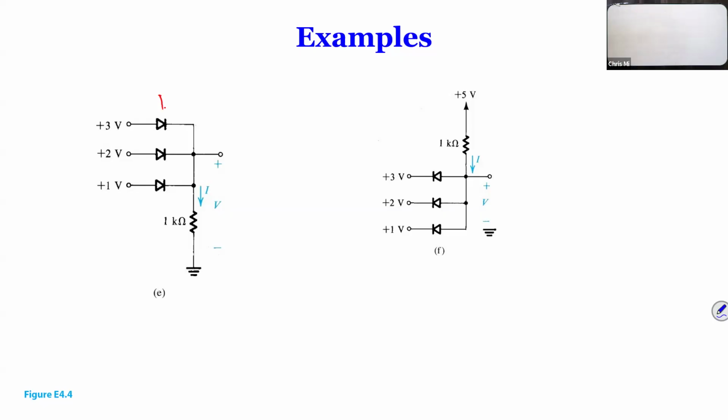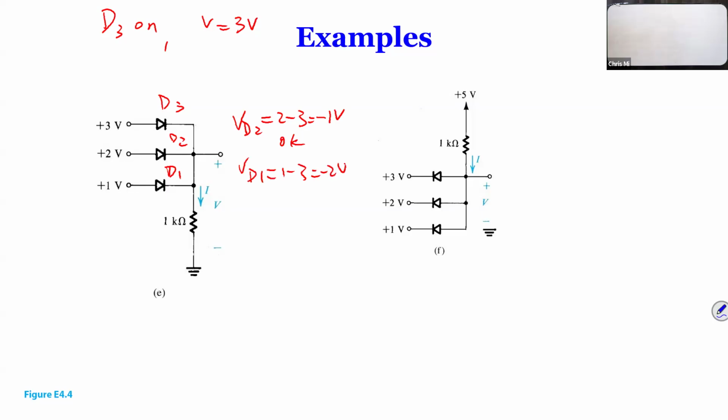So D3, D2, D1. If D3 is on, V is going to be 3 volts. Now V is 3 volts, and we look at what happens to VD2 and VD1. VD2 is going to be 2 minus 3, which is minus 1. Now we use the correct symbol. And VD1 is equal to 1 minus 3, which is minus 2. So that's off, off, on. It's that simple. It looks like a complicated circuit.